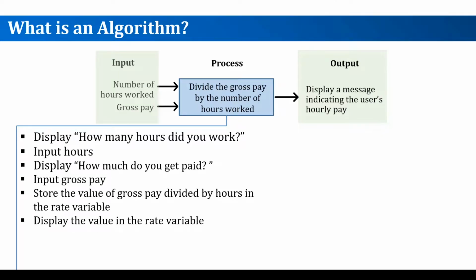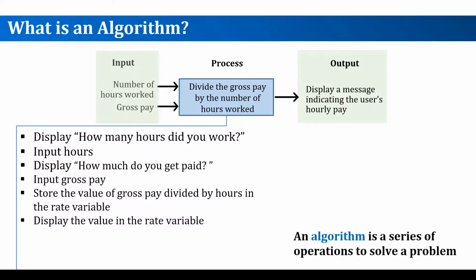Display how many hours did you work, input hours, display how much do you get paid, input gross pay, store the value of gross pay divided by hours in the rate variable, display the value in the rate variable. This process that you see right here is an algorithm. In simple terms, an algorithm is a series of operations to solve a problem.